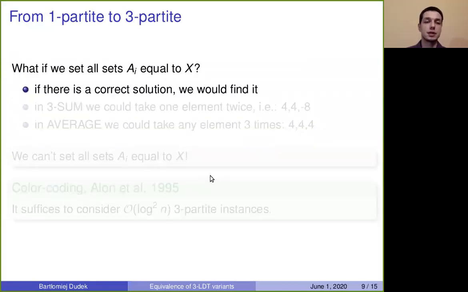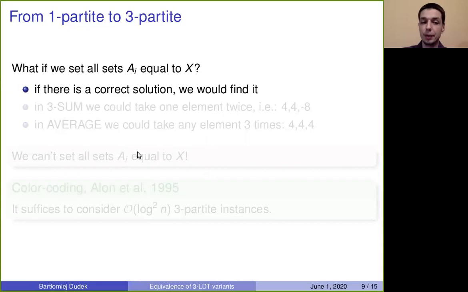Okay, so first let's show how to reduce the one-partite variant to a three-partite variant. Because the easiest approach would be to set all sets A sub i equal to the set X. And clearly, if there is a correct solution, so there is a triple of distinct numbers from set X, then we will find it, because each of them will be in each of these sets A sub i, and that's it.